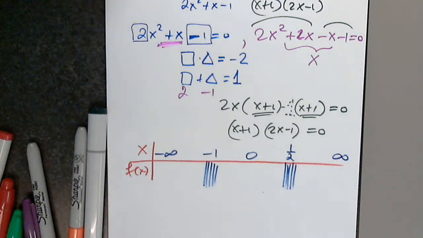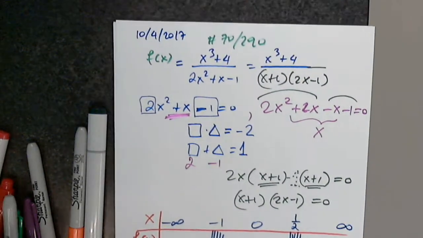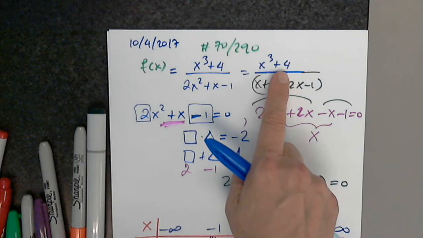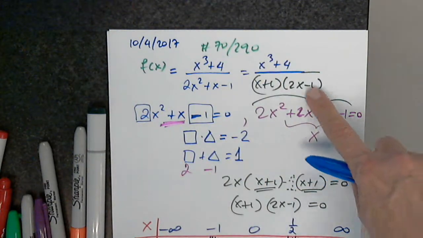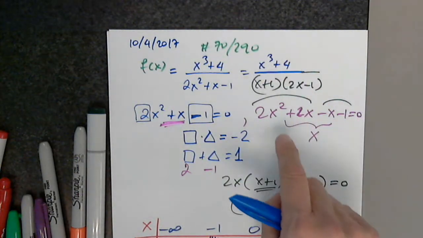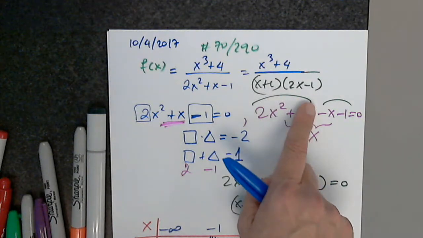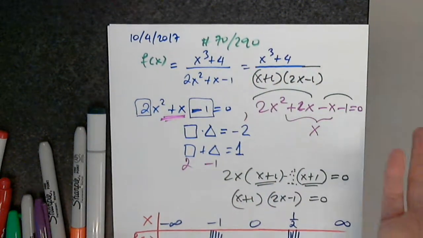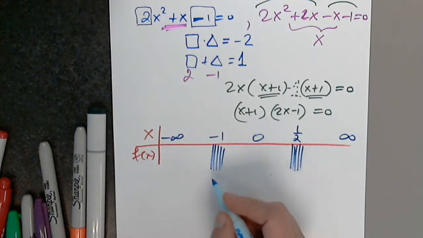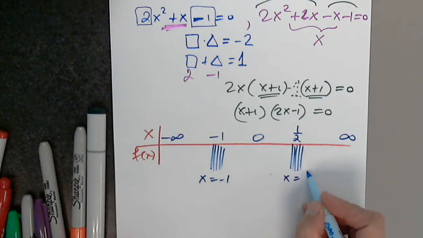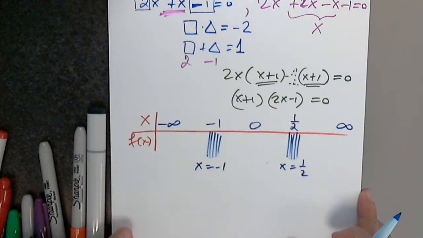So now I'm asking myself, does any of these factors go away? No, x cubed plus 4. I can't factor that. So, I know there is no x plus 1 factor in here, and there is no 2x minus 1 factor in there. If that was the case, if I could have simplified one of them, then I would have said it's a hole in the graph. But it's not the case. So I can already write x equals -1 and x equals 1/2.